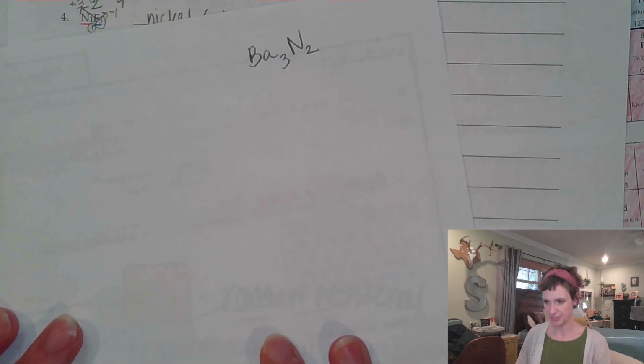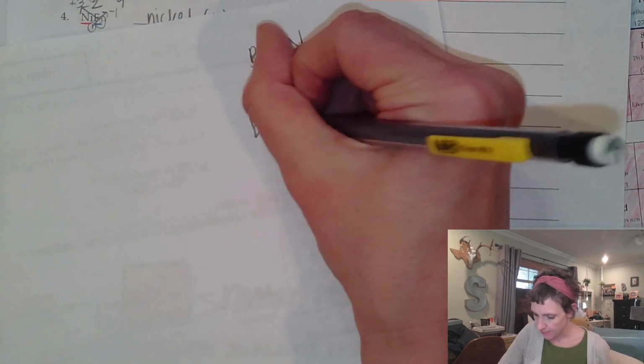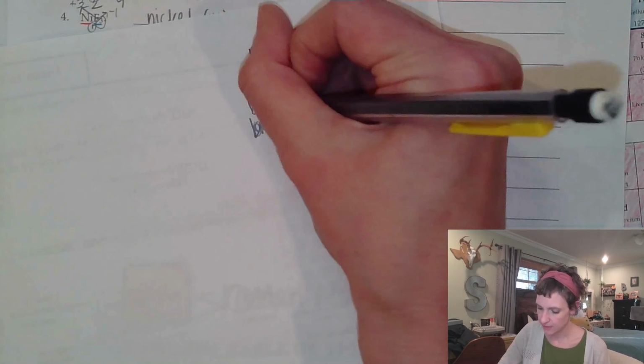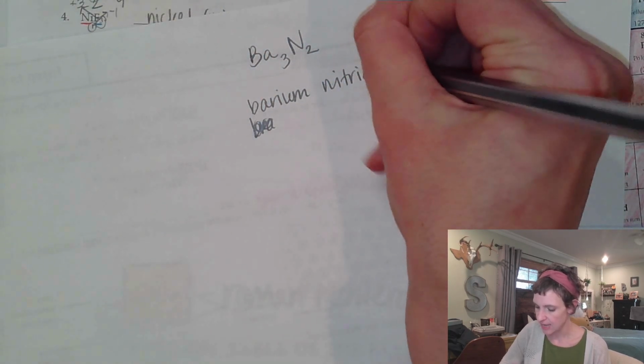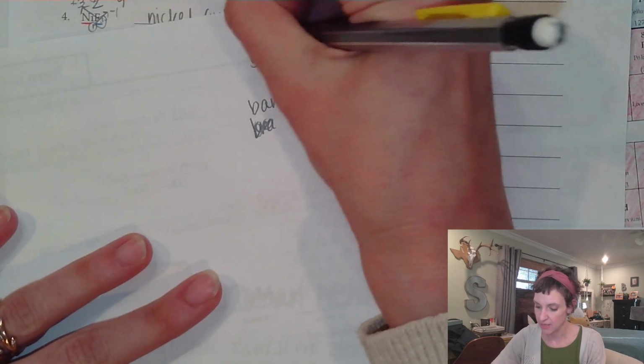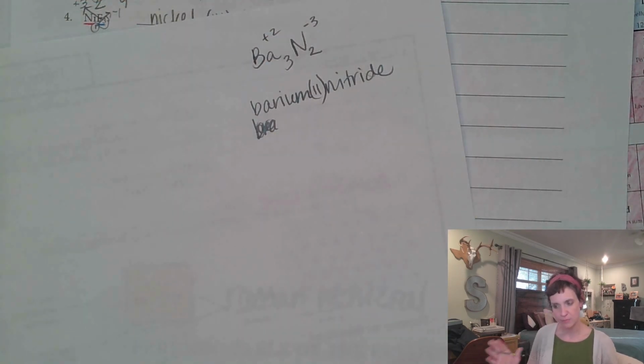Ba3N2, if I throw that at you, you're like, cool, okay, I know that is barium. Oh, I can't even spell. Let's get it together. Barium. And that's nitrogen. So you're like nitride. And I'm ready to put my Roman numeral in there. And I'm like reverse crisscrossing and being like, yep, nitrogen has a -3 charge. Okay, that means barium has a +2 charge. And you're like, barium 2 nitride.